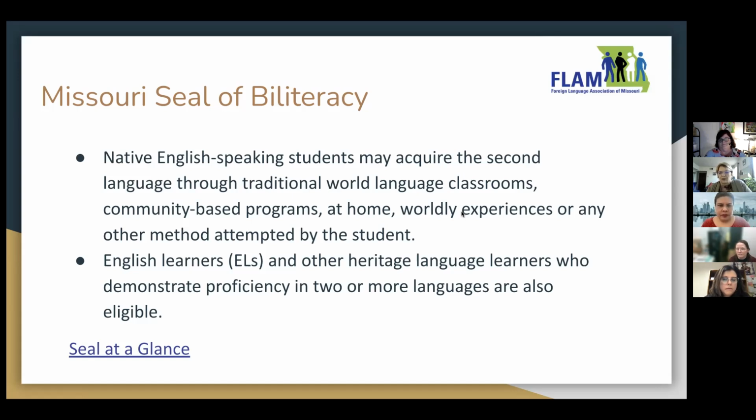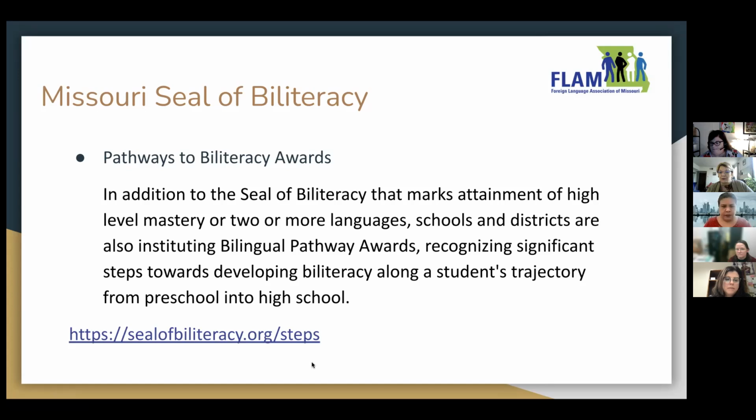Different districts can set where they want to award it. They just have to submit a proposal like for the high school. So we have a lower elementary, mid elementary, some do middle school, some do at the end of junior high.